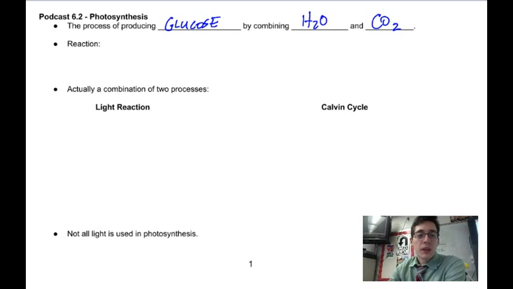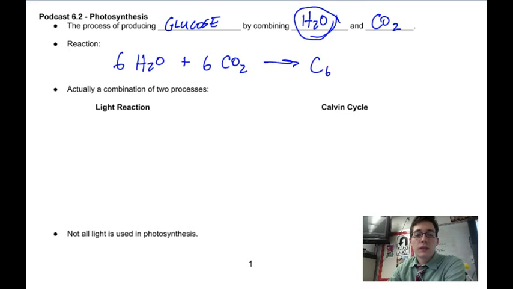And we can write a chemical reaction for this. We're looking at taking water, and we need 6 waters to do this. So 6 H2O plus 6 CO2, or 6 carbon dioxides, because we need 1 carbon dioxide for every water. We mash those together and we get C6H12O6. This is the glucose. That's your sugar. And then we get 6 oxygens floating out as part of that.